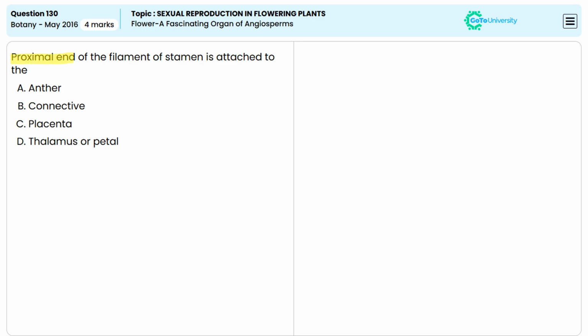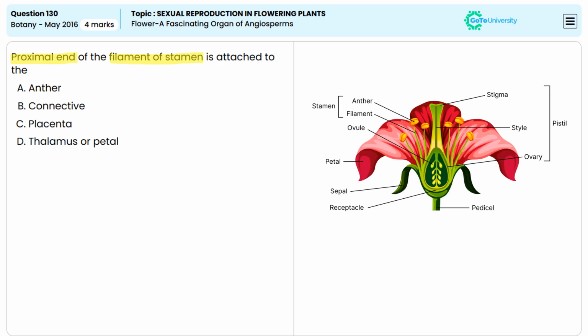Whereas the proximal end of the filament of the stamen is attached to... The filament of the stamen is a stalk-like structure that supports the anther, where the pollen is produced. And the proximal end of the filament of the stamen is attached to the thalamus or sometimes the petal of the flowers. So the answer is option D, thalamus or petals.